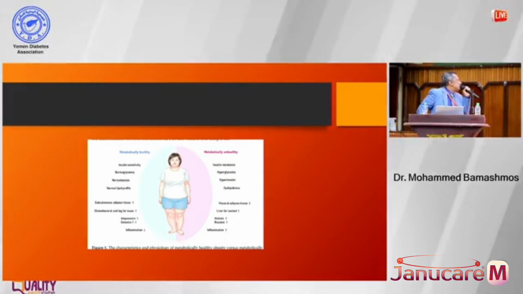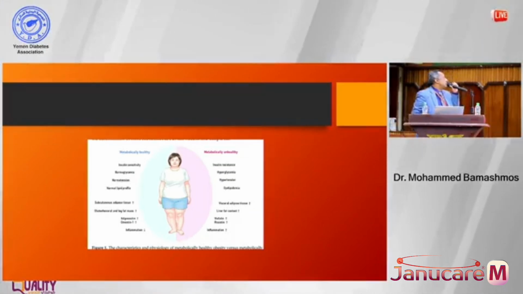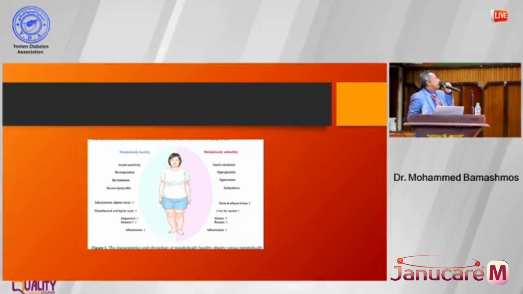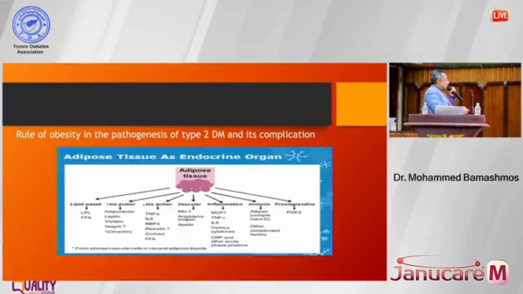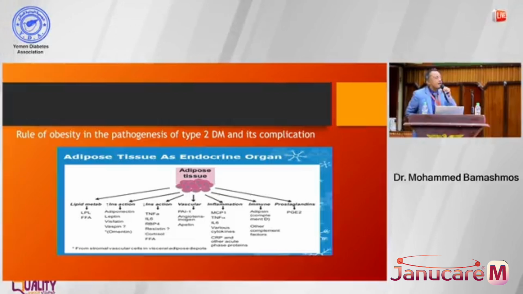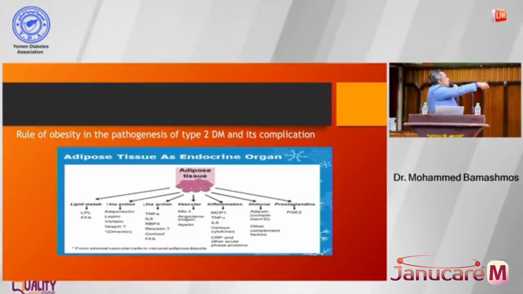increased, liver fat content is increased, and there is increased adiponectin resistance, and visfatin resistance. Also there is increasing inflammation. So it's important to treat a patient with what's called metabolically unhealthy obesity. The adipose tissue is a big endocrine organ.